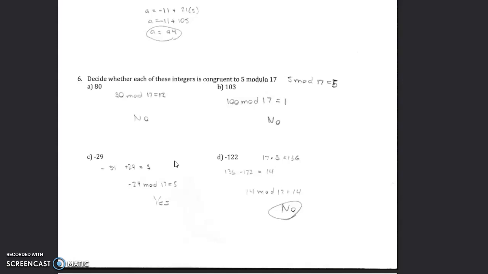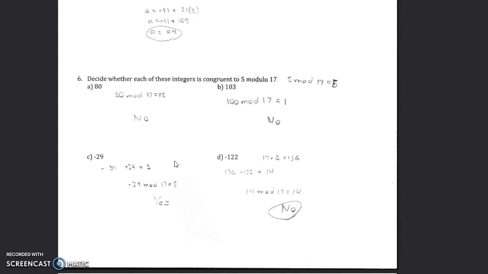C, negative 29. So for this one, I decided to do it a little differently. I multiplied 17 by negative 2, and then I added 29 to that to get 5. So negative 29 mod 17 is equal to 5. Easy peasy.